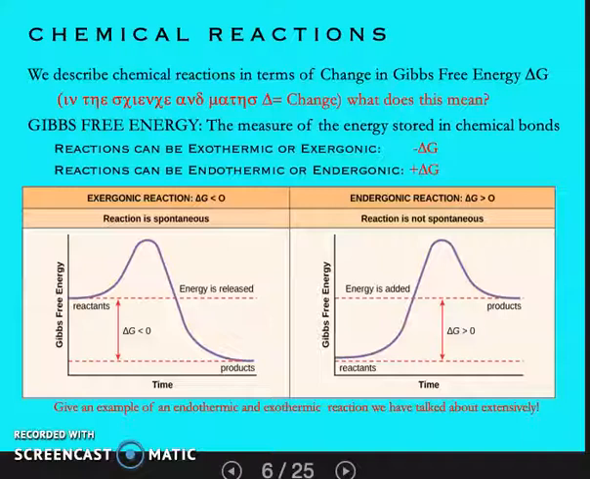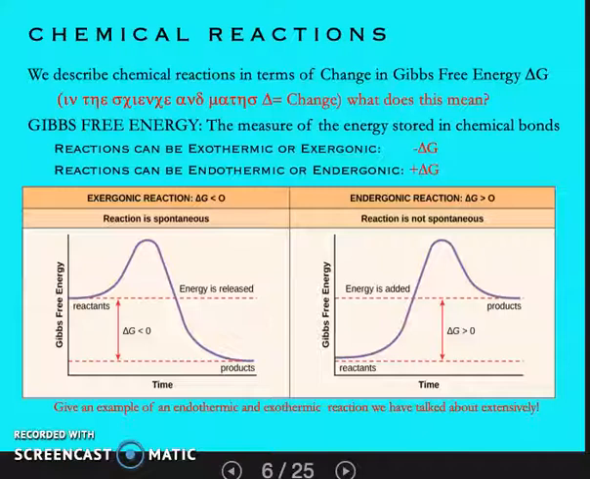When we diagram chemical reactions, one of the ways we use to help us understand changes in energy is through something called Gibbs free energy. Gibbs free energy is a way for us to talk about the amount of energy that's stored in chemical bonds and whether or not the amount of Gibbs free energy in a system between the atoms has increased or decreased.